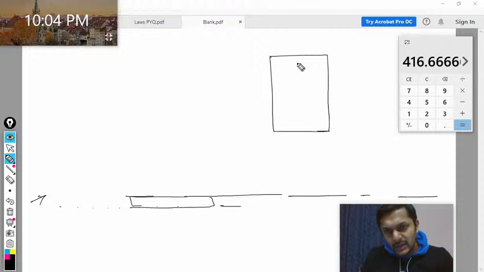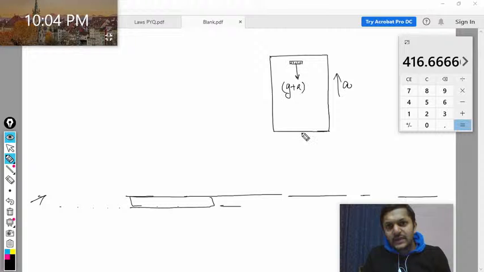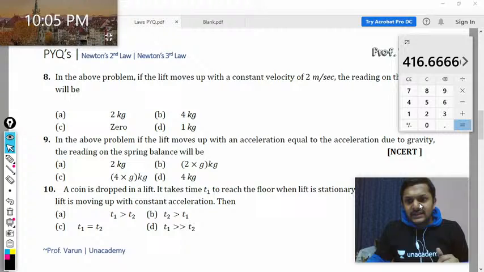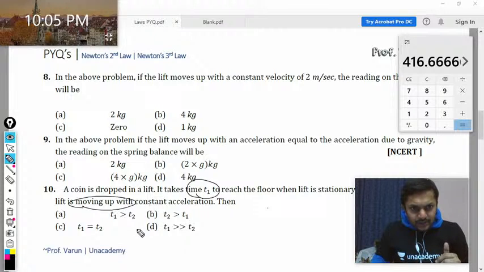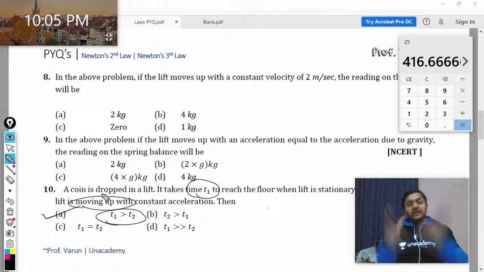So there is this coin, and this coin is falling. If the lift is moving up with acceleration a, we will say that the total gravity for this will be g plus a. Okay, so obviously the time taken, earlier t1 was the initial time, now it is t2 moving up. So t2 will be lesser than t1. Option A will be correct.